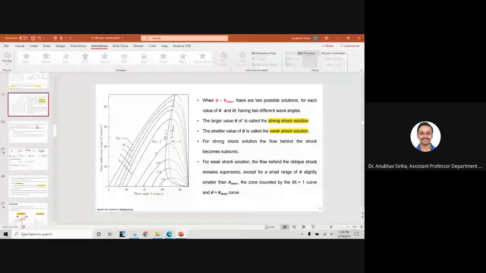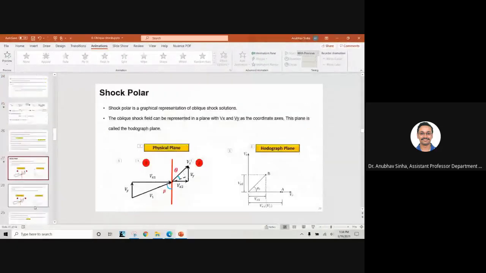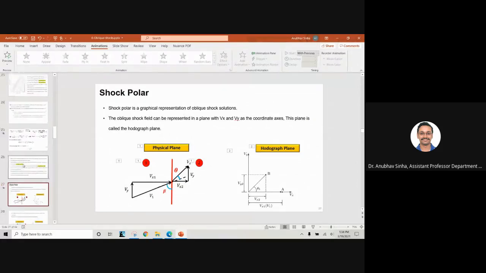And then we stop before shock polar. So this is what I plan to start with today. Any questions on what we have discussed so far, or should I go ahead?